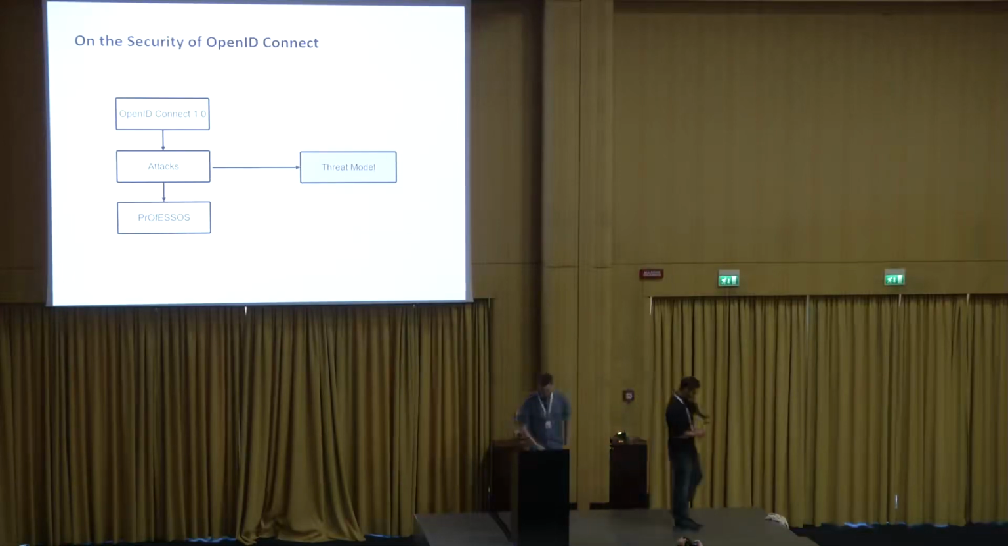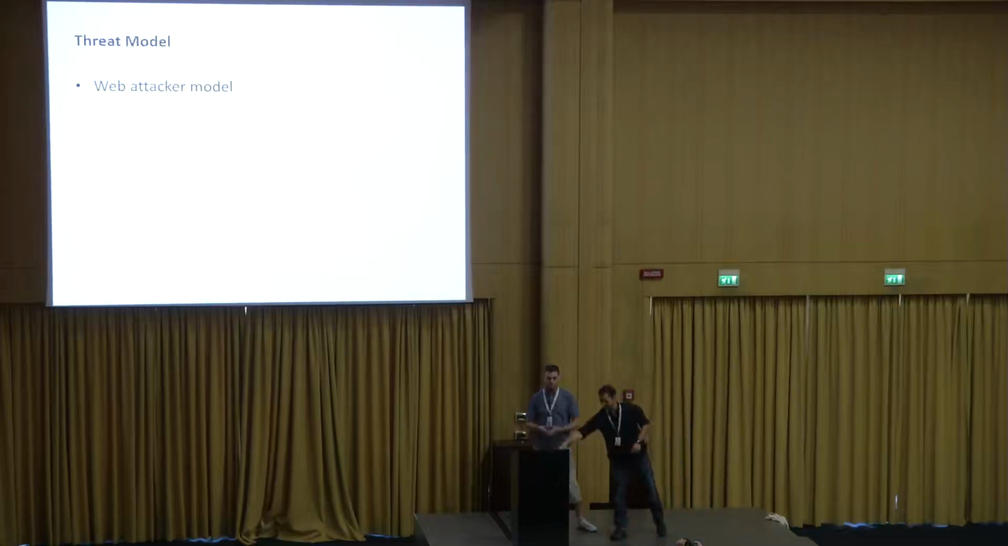Okay, so we're now going on with attacks on OpenID Connect. To do so, we first define our threat model that we use to describe our attacks. We use the web attacker model, so we do not assume any network control. We do not need to break TLS. We just assume that we have an attacker who has a browser, can set up some server, and can buy some domain, so nothing very special. He can post on forums and send emails, so he just has very, very common techniques.